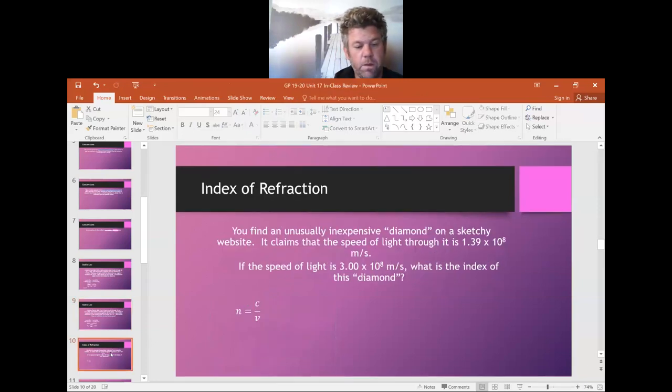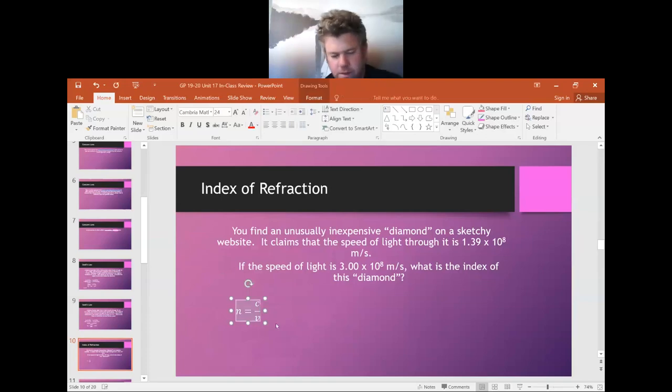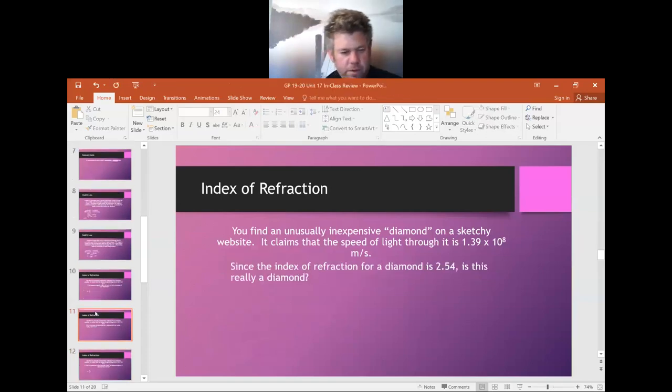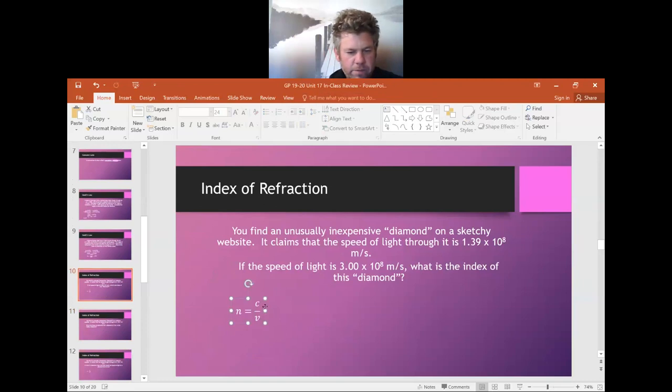Okay, next one. An inexpensive diamond on a sketchy website claims to have a speed of light that is 1.39 times 10 to the 8th meters per second. If the speed of light is 3 times 10 to the 8th, what is the index of refraction for this diamond? All right, here we go.